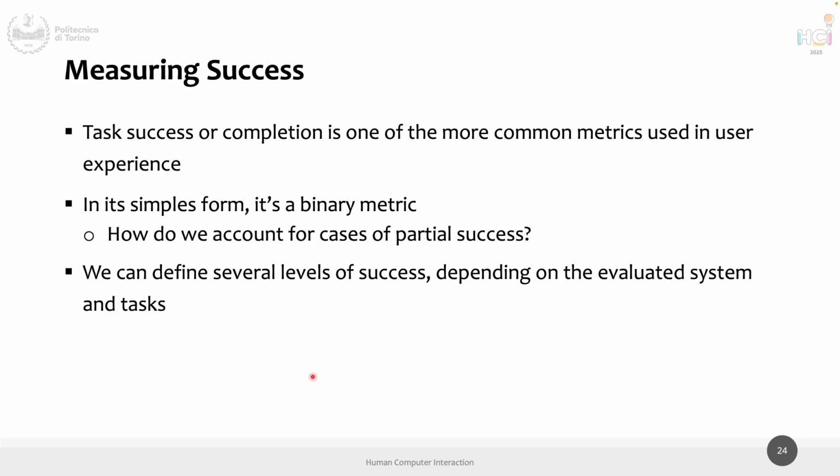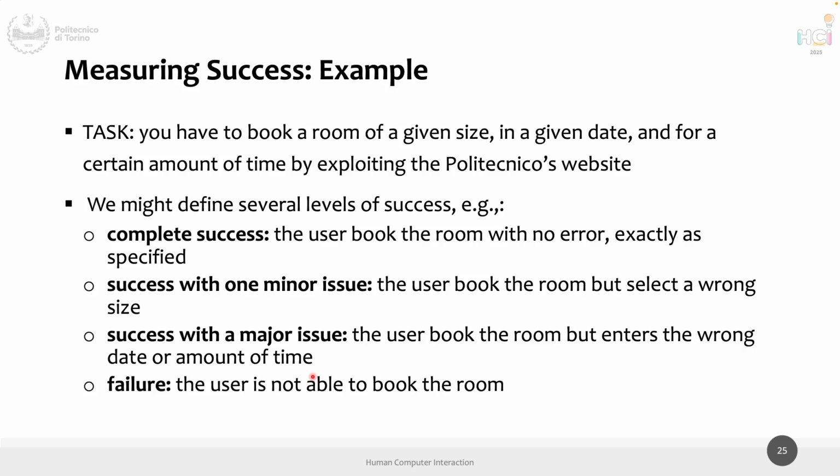Of course, measuring success, so task success or completion, is one of the most common metrics used in usability testing. In a simple form, it's a binary metric, and we can define several levels of success, depending on the relevant system and task. So here there is an example, more concrete than before. Again, booking the room.